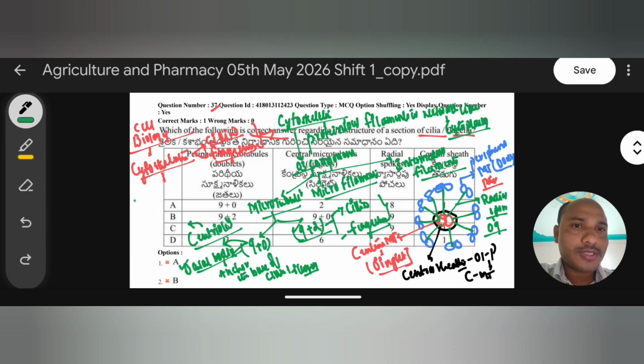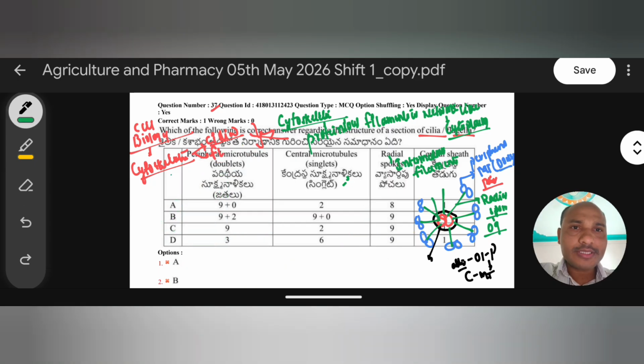In some exams they will ask the total number of microtubules in cilia or flagellum. If they ask that, we have to count. In the periphery we have 9 pairs, that is 18 microtubules. At the center we have 2, so 18 plus 2, a total of 20 microtubules are present in cilia and flagellum. Now we move on to the 9+0 arrangement. How this 9+0 arrangement is organized, we will discuss now.